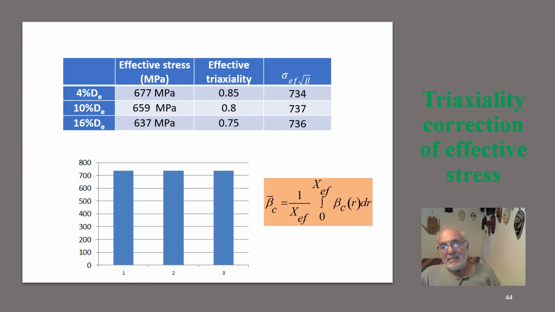At the same time that we compute the effective stress by the volumetric method, we also compute the effective triaxiality, which is the average value of the triaxiality over the effective distance, and we can note that the product of the effective stress by the square root of the triaxiality is practically a constant.